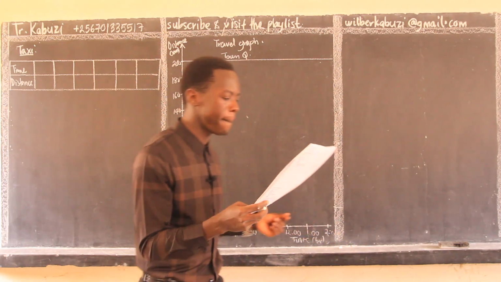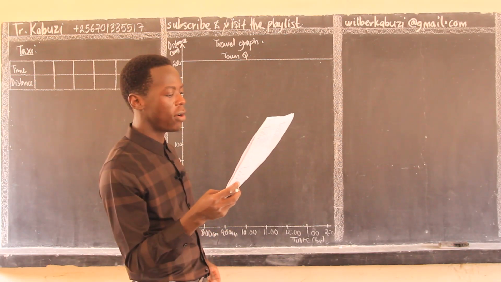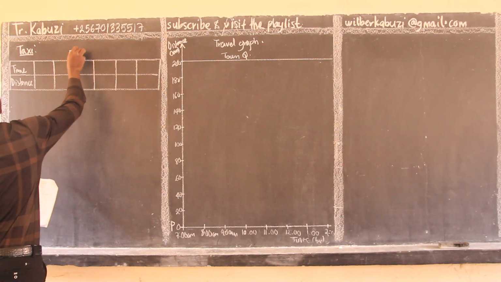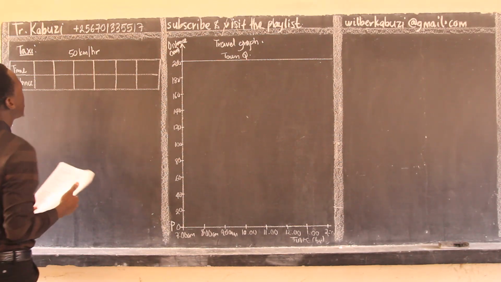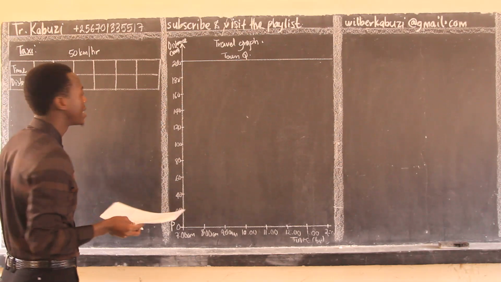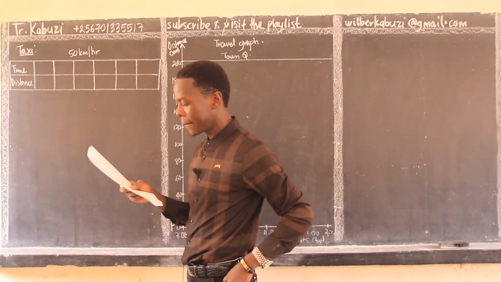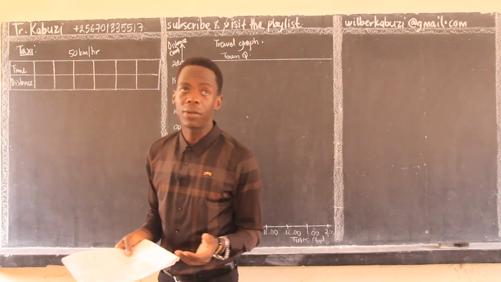At 7 a.m., a taxi left P for town Q at a steady speed of 50 kilometers per hour. So this taxi was moving at 50 kilometers per hour. So meaning, for every 1 hour, the taxi is covering 50 kilometers. That's the simple interpretation of that. So now here, they want to first know how it moved and how it will progress.